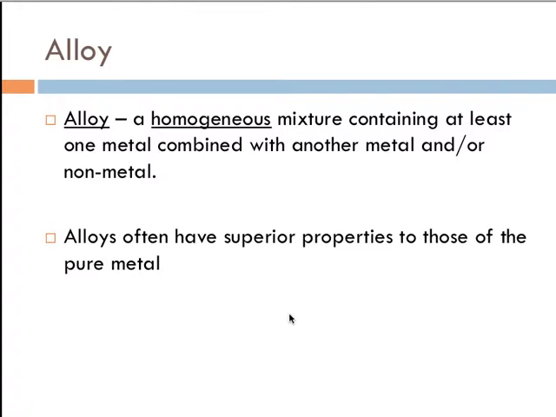So let's define an alloy first. An alloy is a homogeneous mixture, meaning you can't see more than one phase, it's well mixed. So it's a homogeneous mixture containing at least one metal combined with another metal or nonmetal. Normally when you think of homogeneous mixtures, you tend to think of a liquid phase. Alloys are made in the liquid phase, but then they can be a metal, solid, at room temperature.